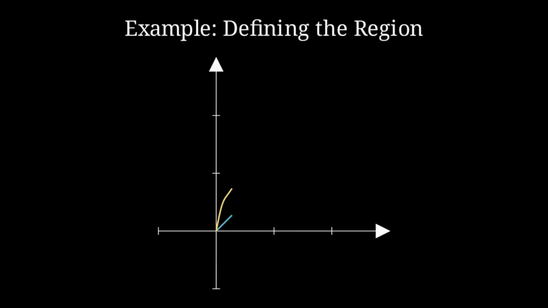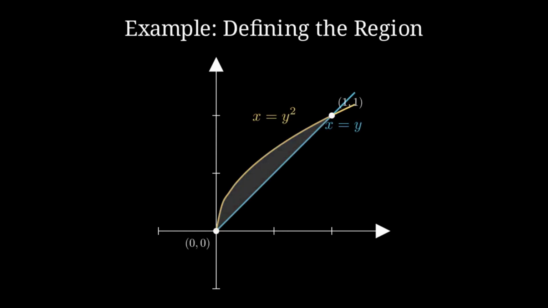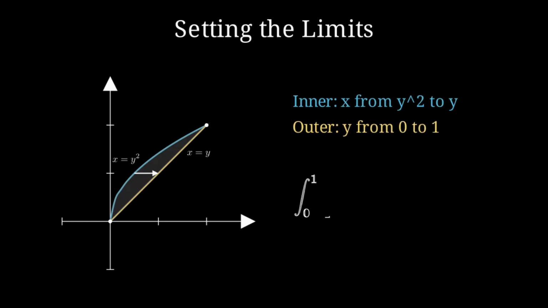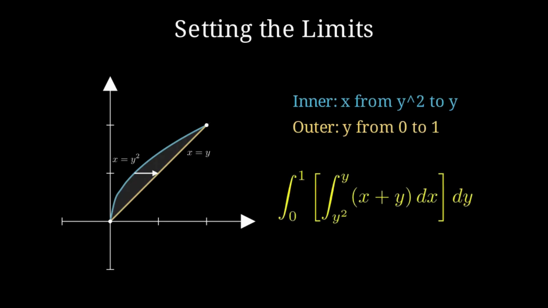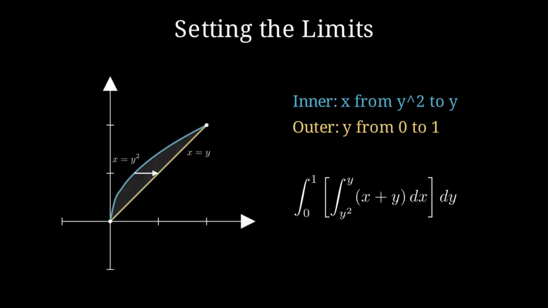Let's solve an example. We want to integrate over the region bounded by y equals x and x equals y squared. For horizontal slicing, we solve both equations for x. Our boundaries are x equals y squared on the left and x equals y on the right. The region starts at y equals 0 and ends at y equals 1. For any given y, x starts at the curve y squared and ends at the line y. We will integrate the function f(x, y) equals x plus y.